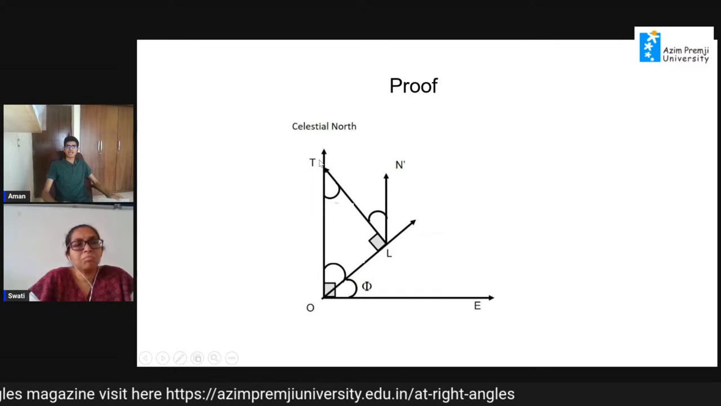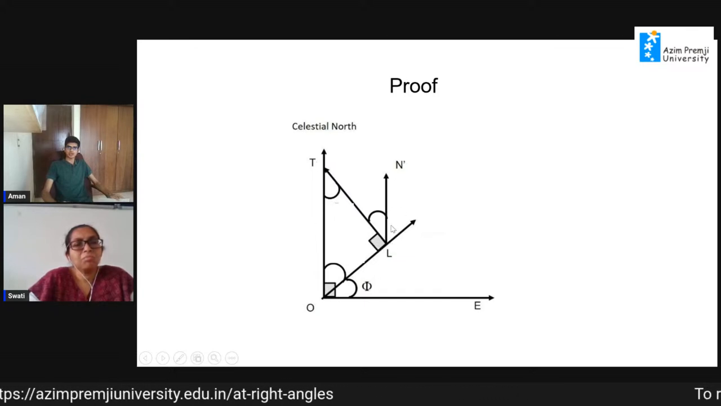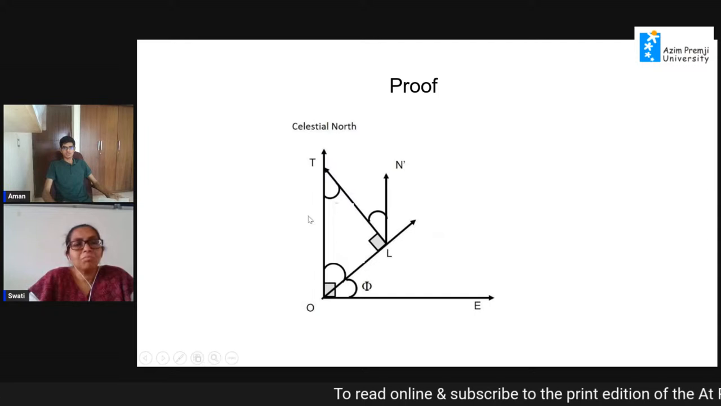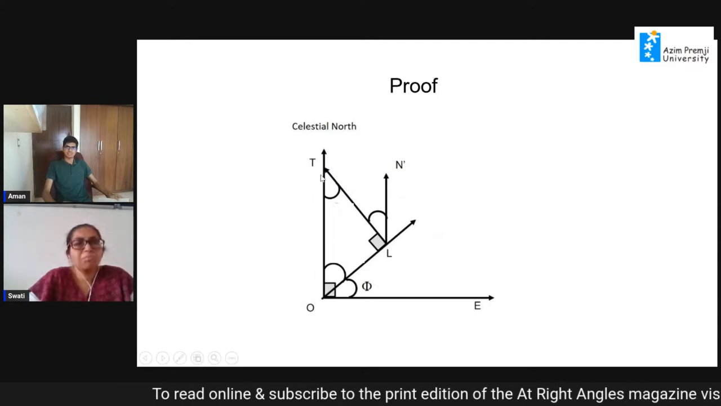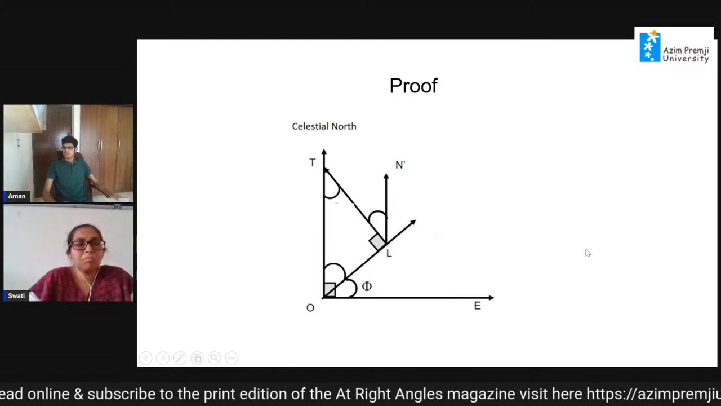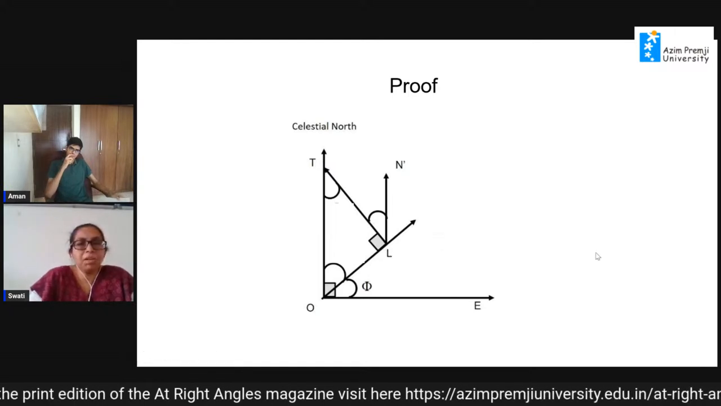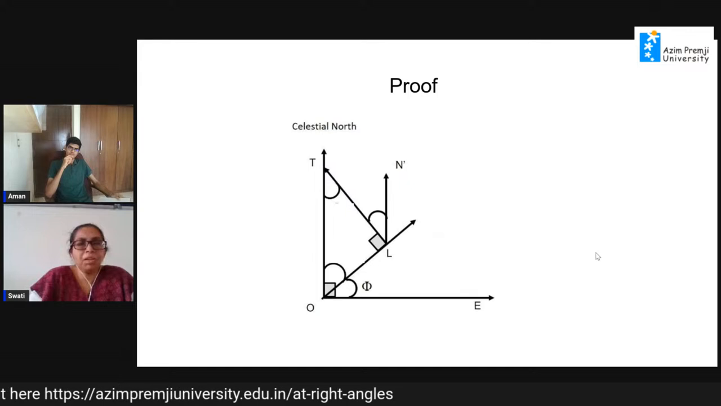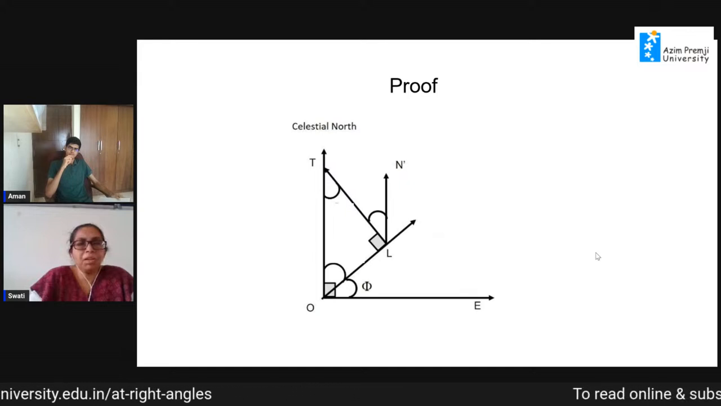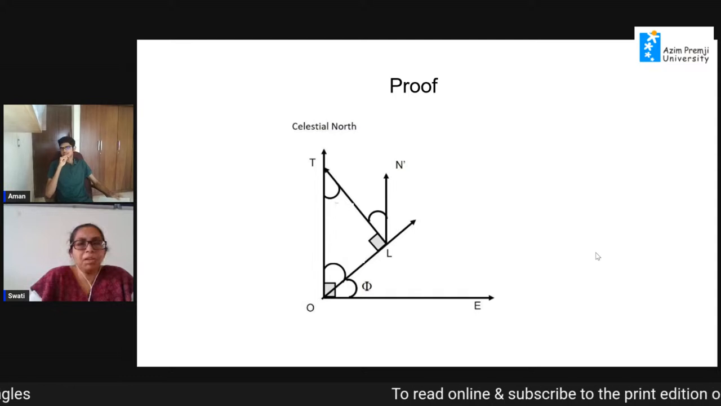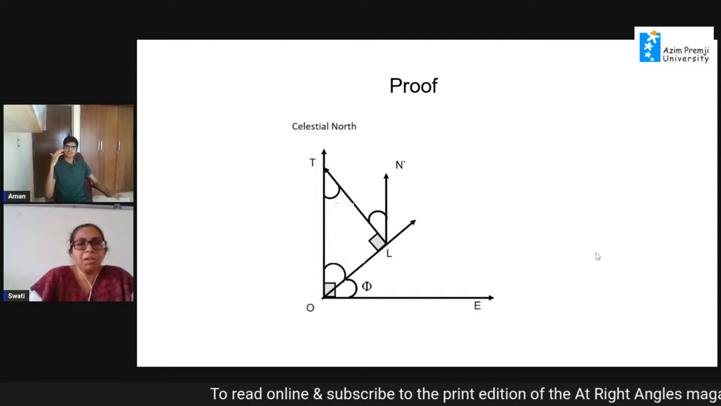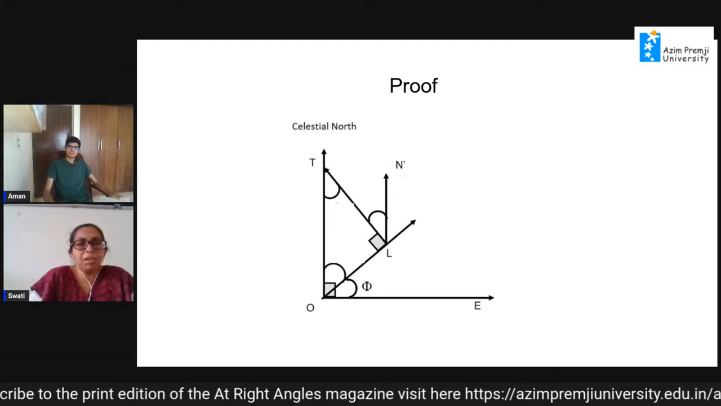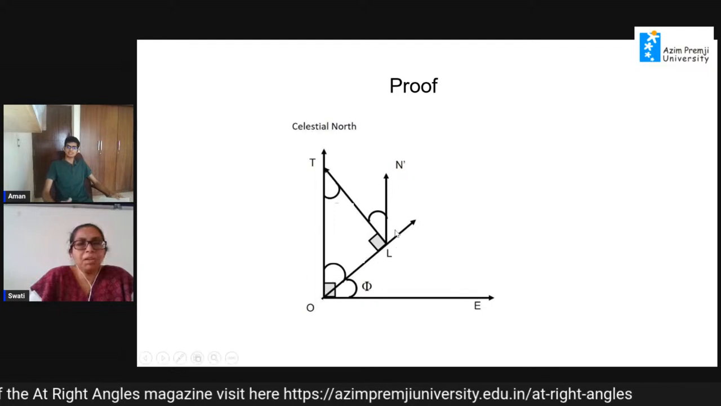So the question is, what is this angle TLN prime? TLN prime is the angle between celestial north, which is LN prime, and local north, which is LT. I can see that there is a lot of connection with parallel lines, transversals and things, which I think anybody at middle school level can figure out. The main facts you have to use are right angle triangles and parallel lines with a transversal. So notice that this angle TOL is 90 minus phi, right?